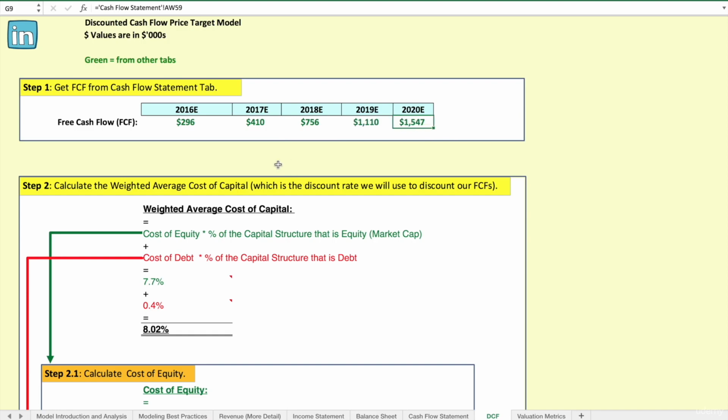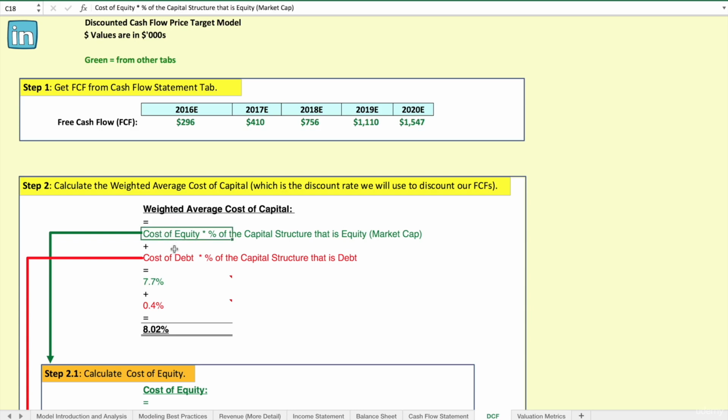Step two is to calculate what's called the weighted average cost of capital, which is the discount rate that we're going to use to discount these free cash flows. These free cash flows today, meaning in 2016, should be worth less than they are then, because you have to pay for money. There are interest rates. We have to discount it. But what interest rate do we discount these values to?